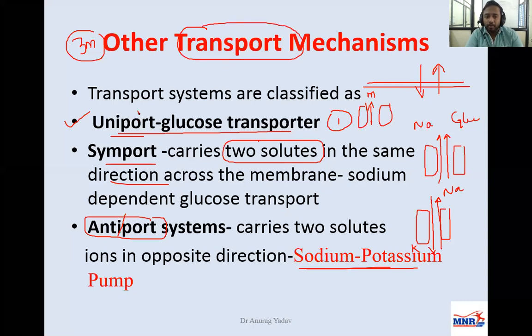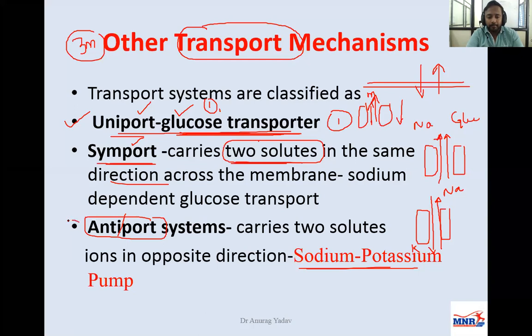Uniport means only one molecule is transported across the membrane. For example, various glucose transporters are uniport. They allow only glucose to travel in one direction, either going in or out. Symport means two solute molecules are going in one direction, the same direction, either going out of the cell or inside the cell.